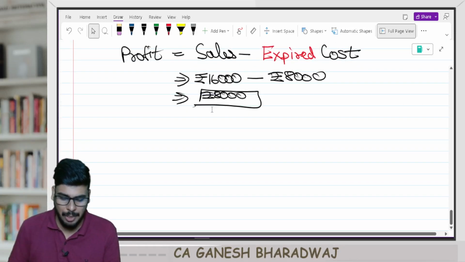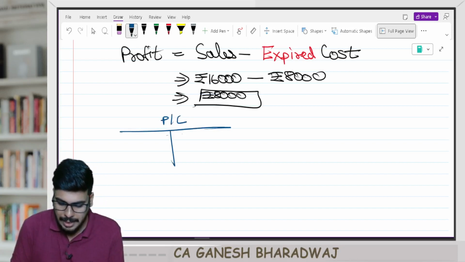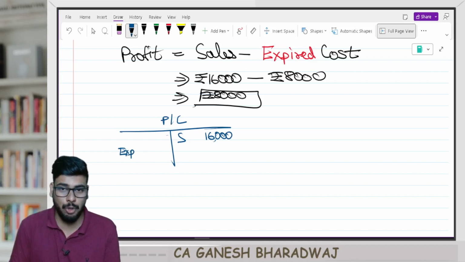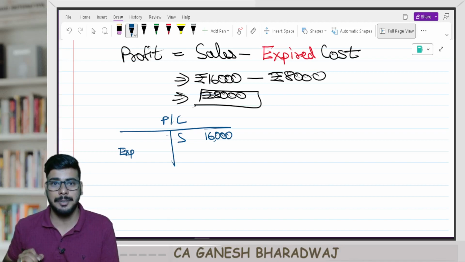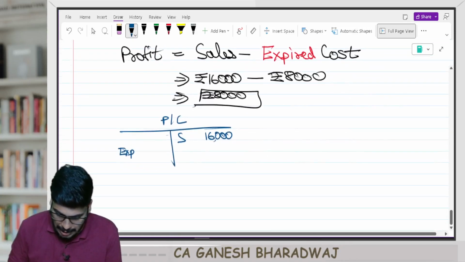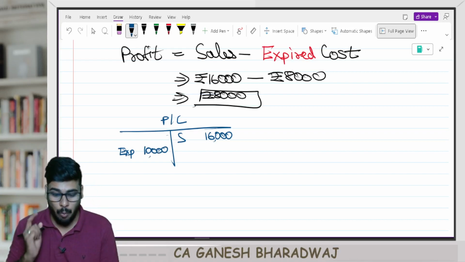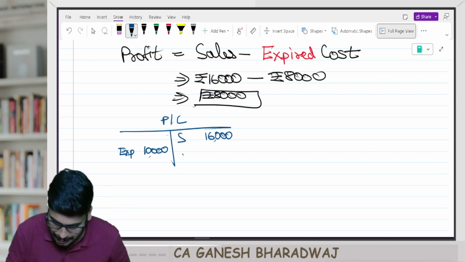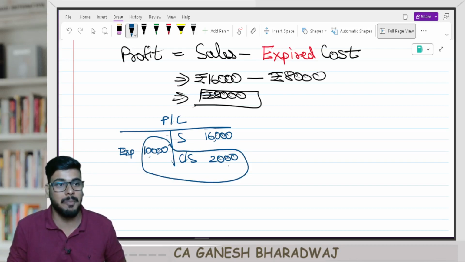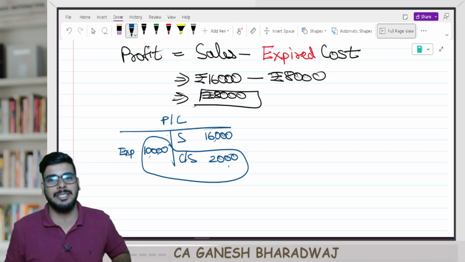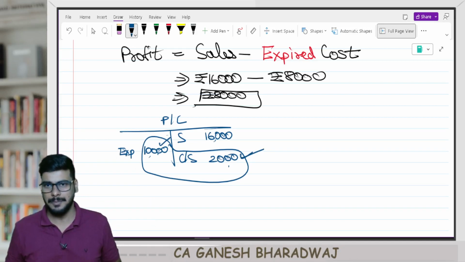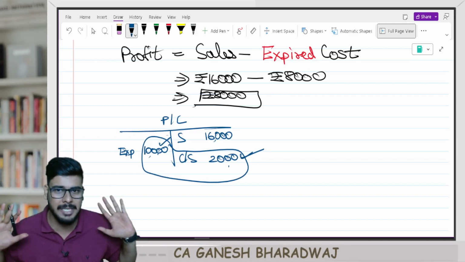How will this appear if I were to prepare my trading and P&L account? Sales will come here. How much is it? 16,000, correct? Now, expenses, how much will I book? The expenses incurred for the entire 10,000 units, overall cost, total 10,000 rupees. So 10,000 rupees will be debited in the P&L. But from this 10,000, we remove 2,000 that comes as closing stock. So net of what gets knocked off against my sales is 10,000 minus 2,000, which is only 8,000. That is called expired cost. So the total cost minus the unexpired cost gives you the expired cost, or total minus expired gives you the unexpired, whichever way, it's a balancing figure. Are you clear with this?